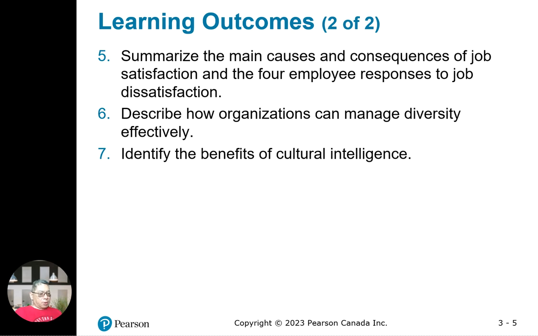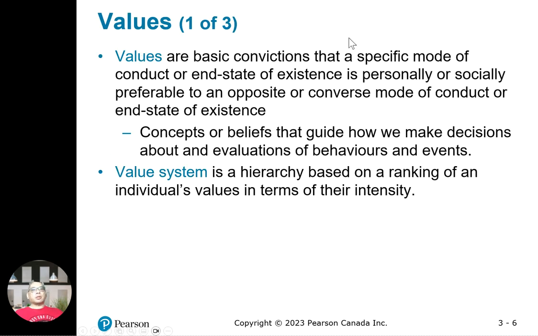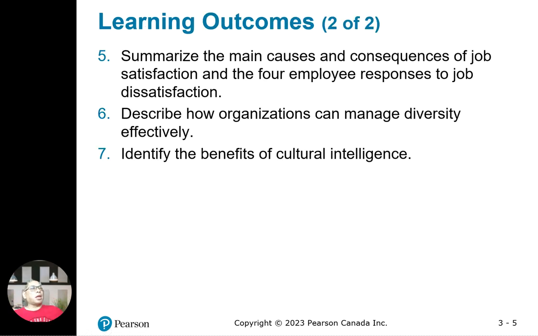Okay? We will look at this slowly, piece by piece, step by step. The values, okay? Let's look at the first values. There are about 3 slides here. Values are the basic convictions that specify a mode of conduct or a state of existence that is personally or socially preferable to an opposite or converse mode of conduct or end state of existence. It is a concept or belief that guides how we make decisions about the evaluation of behaviors and events. A value system is a hierarchy based on the ranking.